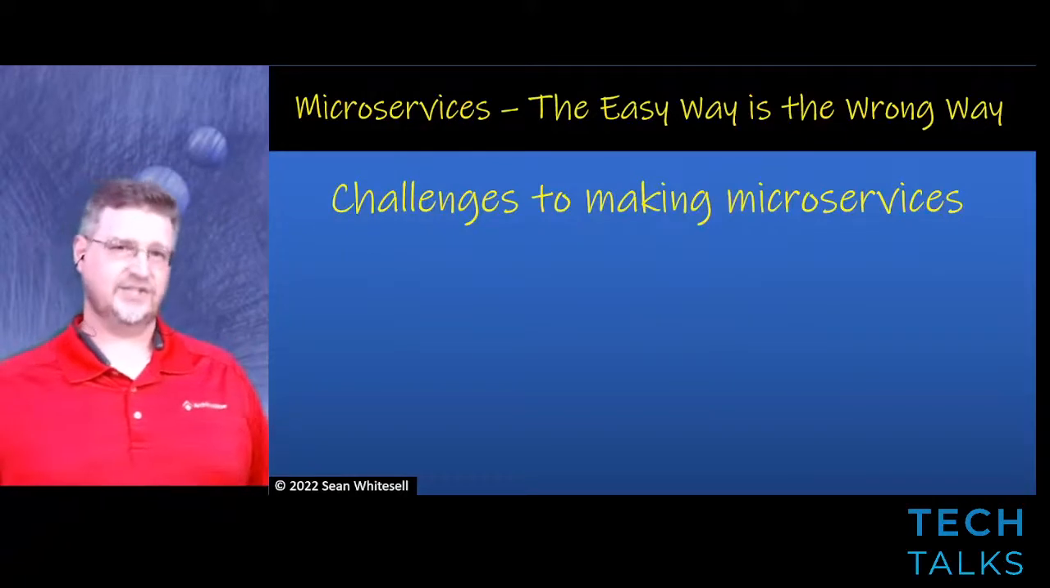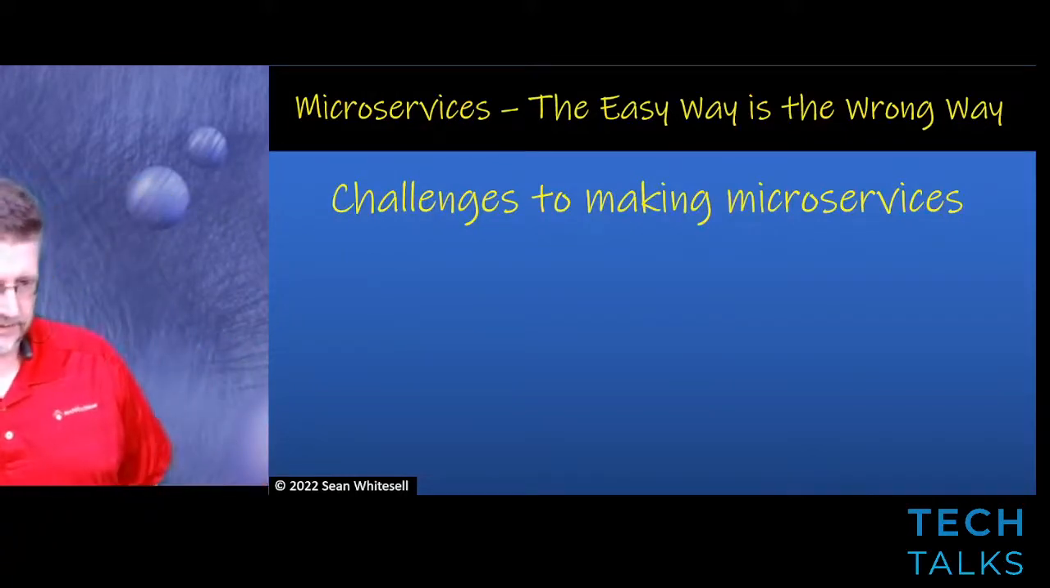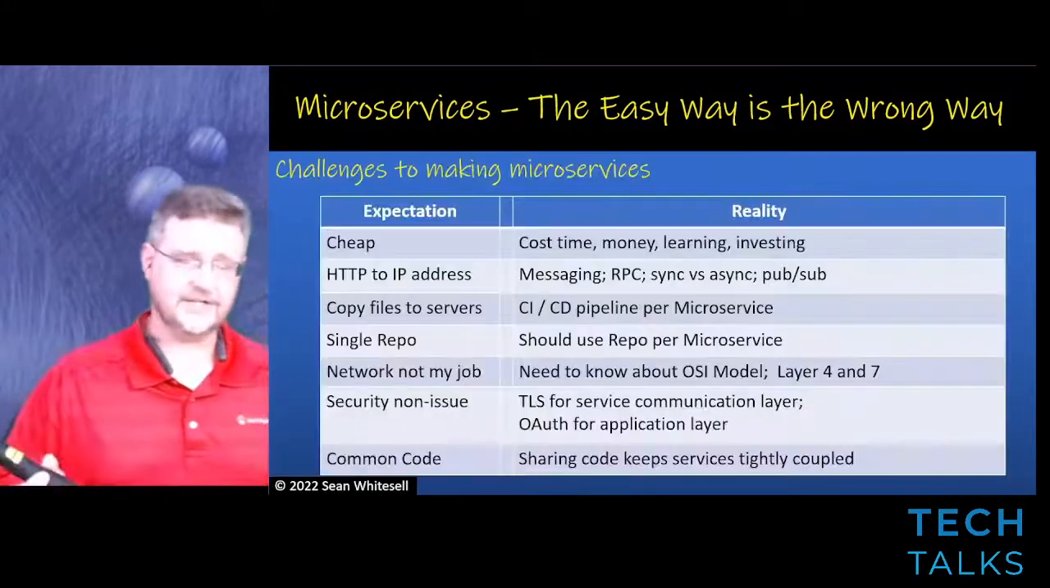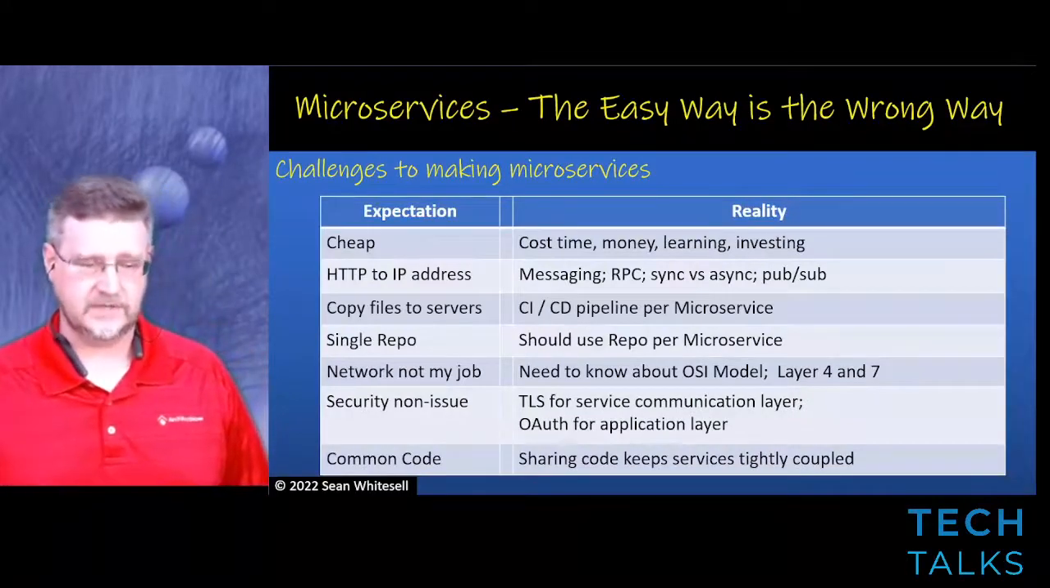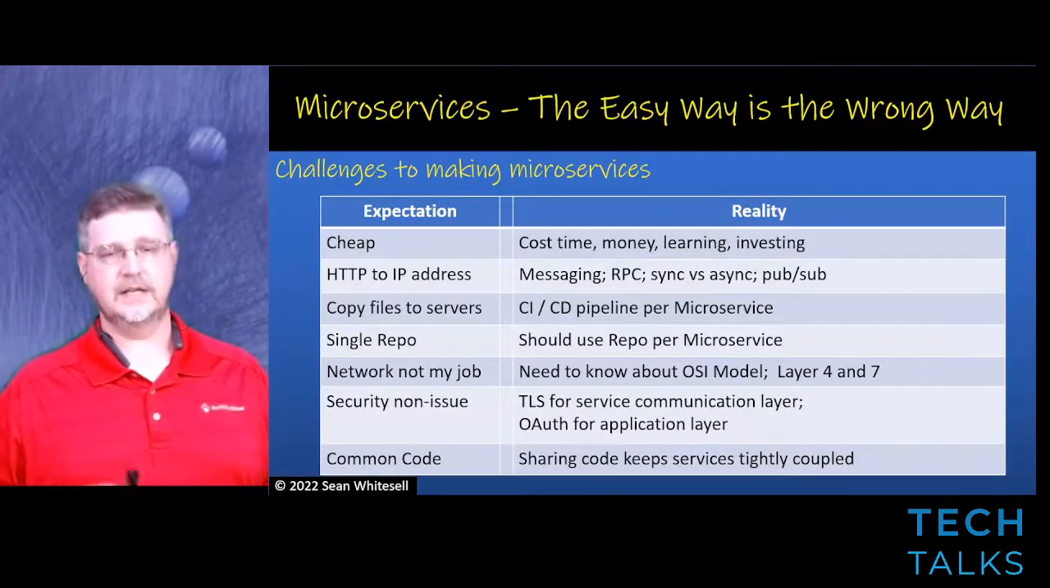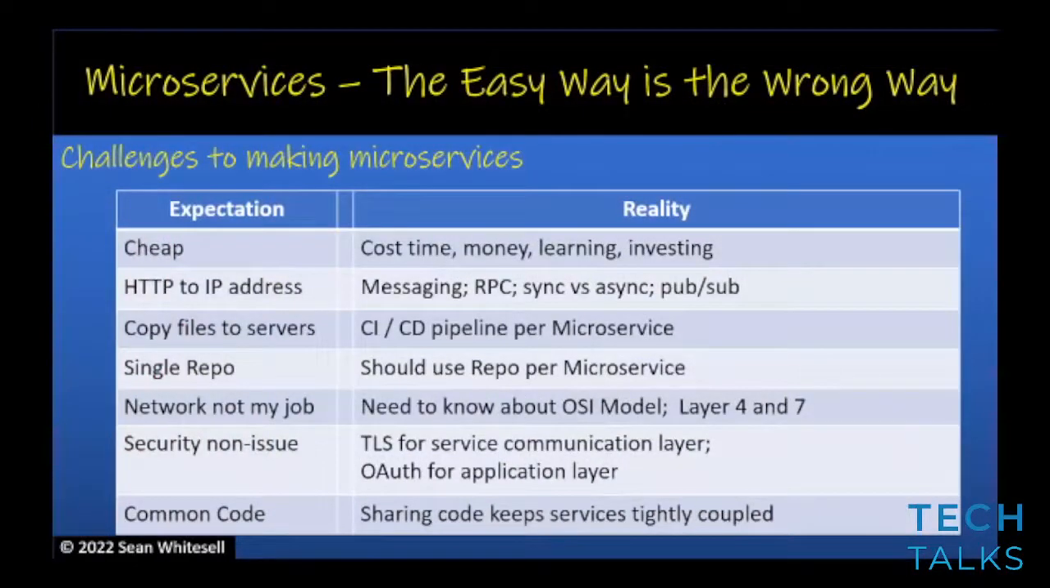So, to discuss some of the challenges that go with microservices, like I mentioned, they're not cheap. You're definitely going to want to spend some time and money on learning and investing in the trial and error, dabbling to find out what's going to work for you. And where you may be expecting you can just do a network call to an IP address, this is going to be challenged now, where you may need to look at using messaging. Or do you do RPC calls? Should you do synchronous or asynchronous? What about a pub sub messaging pattern, etc.?